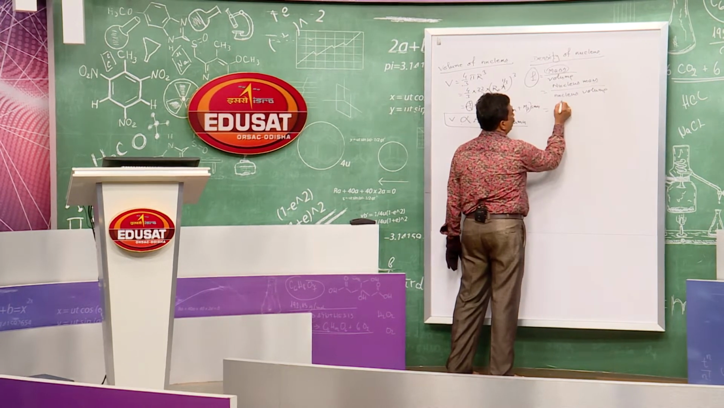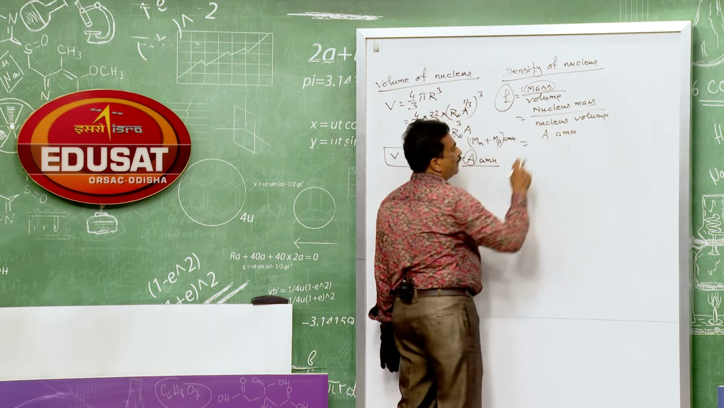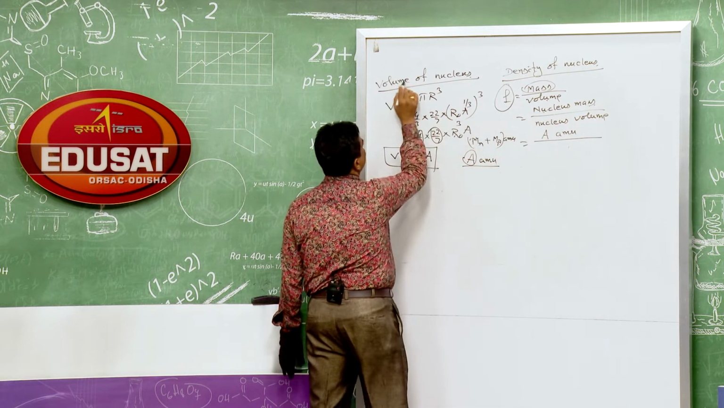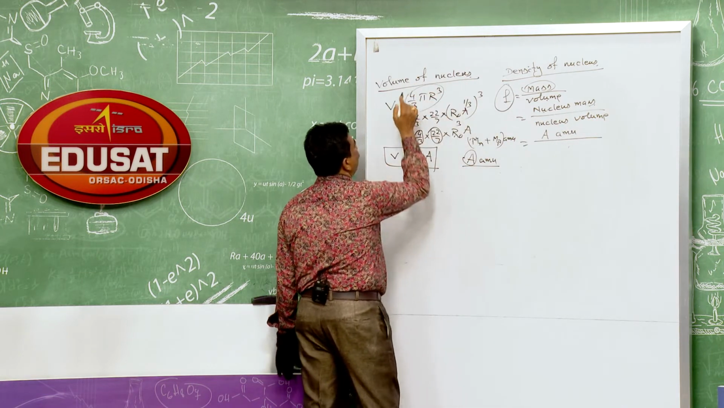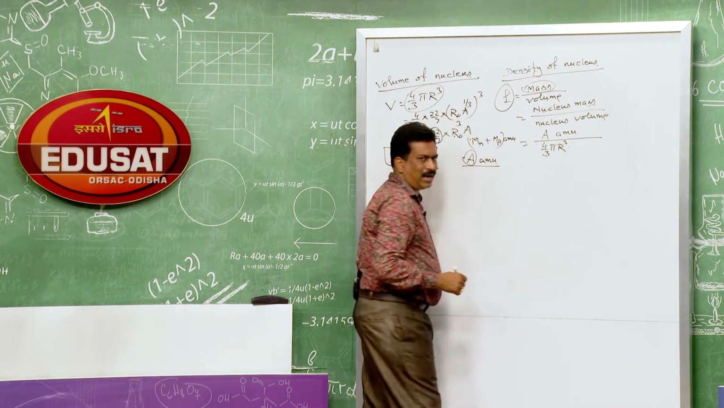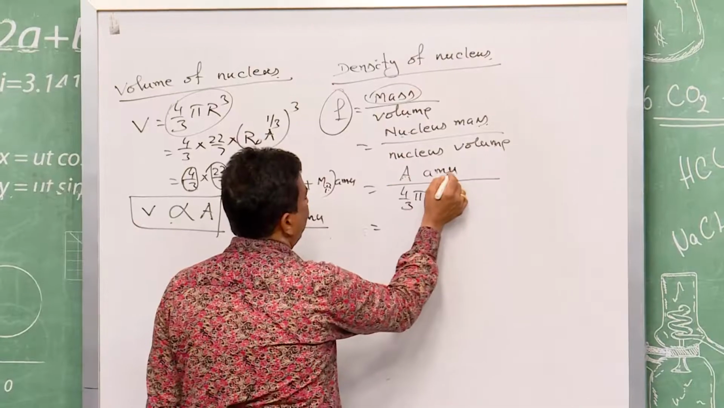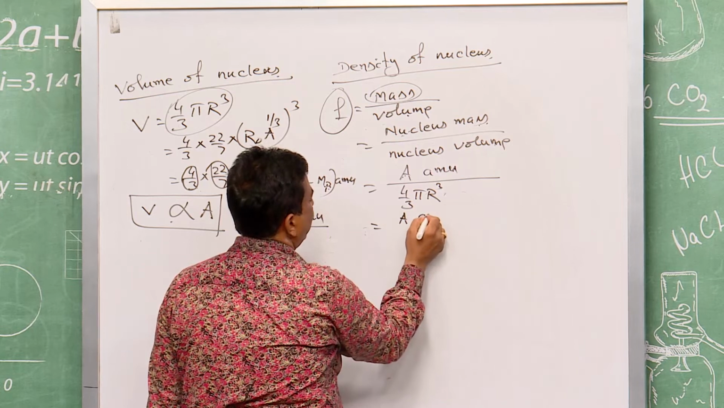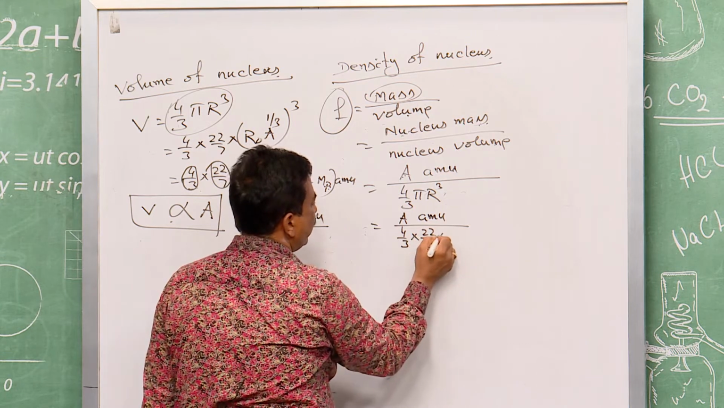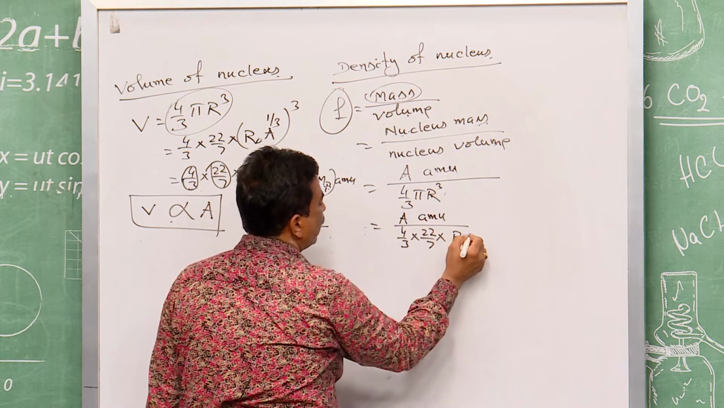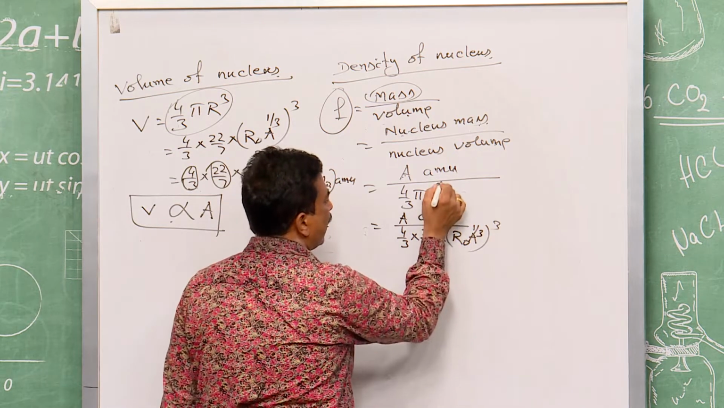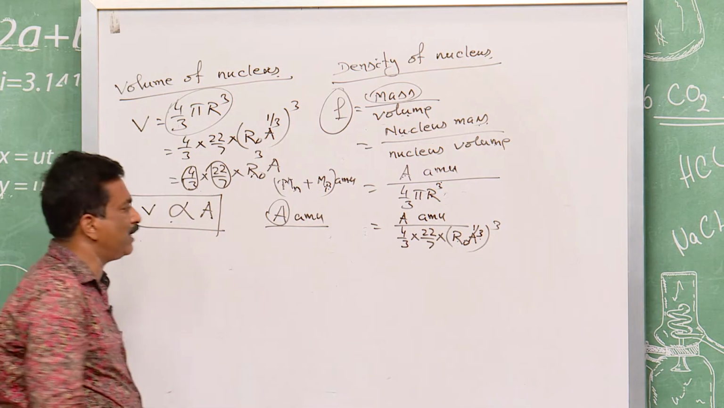So, nucleus mass will be capital A of A mu divided by nucleus volume. Volume of the nucleus is equal to 4 by 3 pi r cube. So, this is equal to A mu by 4 by 3 pi r cube. R value is how much? R is equal to R0 into A to the power of 1 by 3.